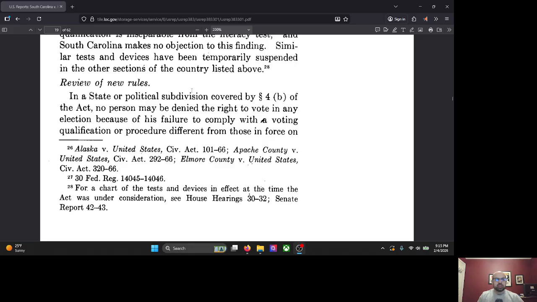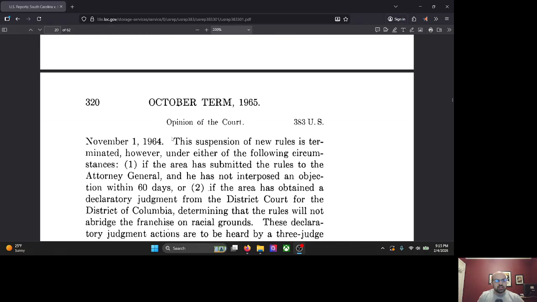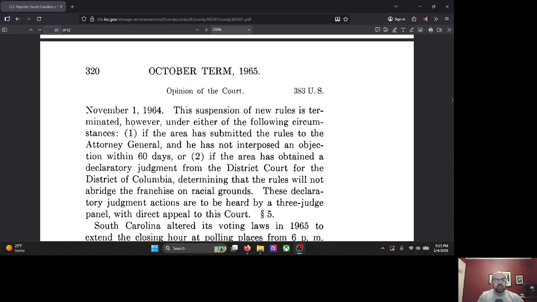In a state or political subdivision covered by subsection 4b of the Act, no person may be denied the right to vote in any election because of his failure to comply with a voting qualification or procedure different from those in force on November 1st, 1964. This suspension of new rules is terminated, however, under either of the following circumstances.